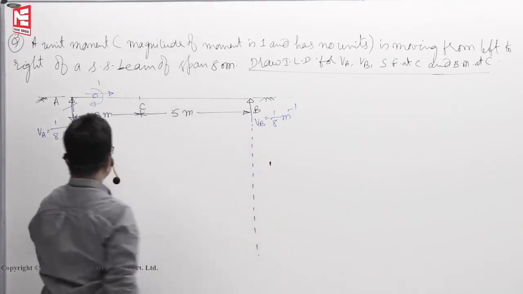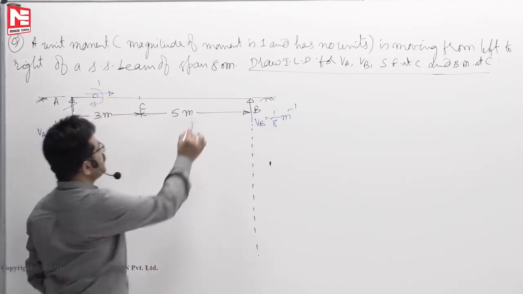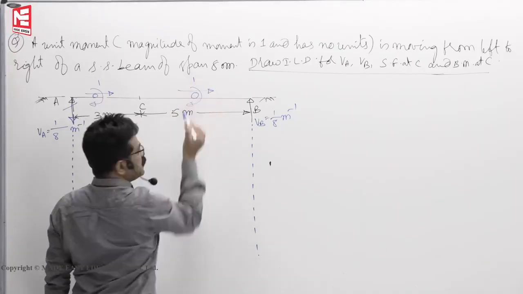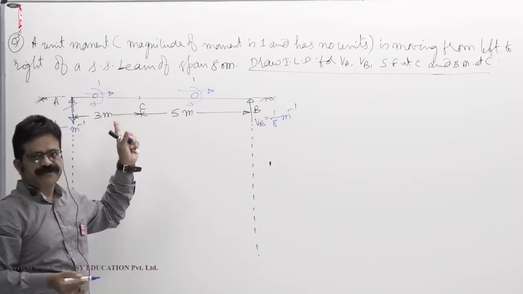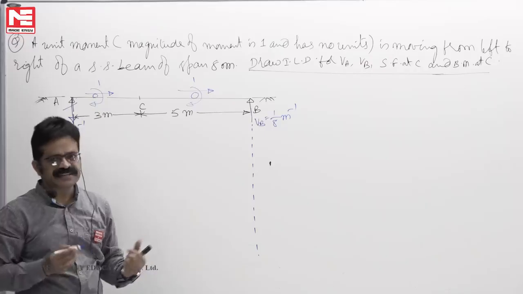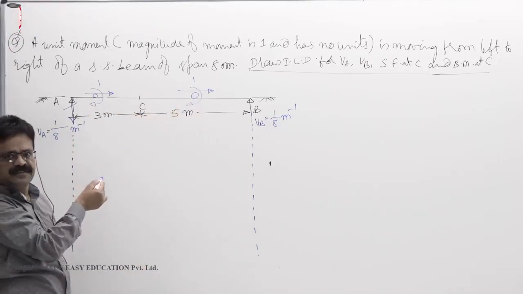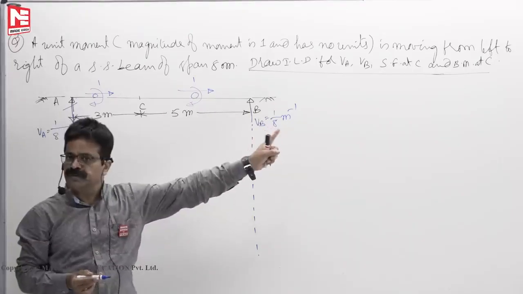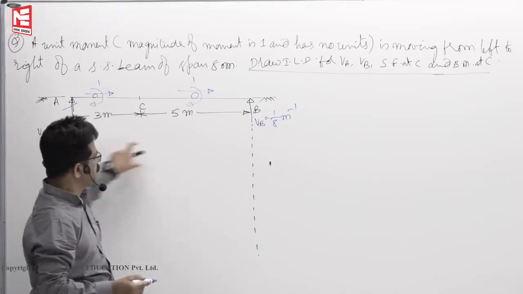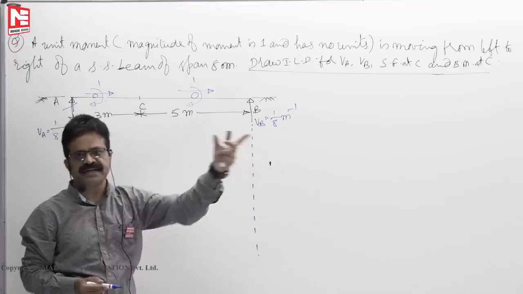ILD for the reaction? When a moment M is here, VA is 1 by 8. When the moment is here, just now you have seen, whether the moment is at the support or at center, the reaction at A is M by L. So it did not change. Now, when the moment is here also, the reaction is 1 by 8. That means for all positions of the moving moment, VA is constant, 1 by 8. That means your influence line diagram is a rectangle because the ordinates must be constant. So the diagram looks like a rectangle.